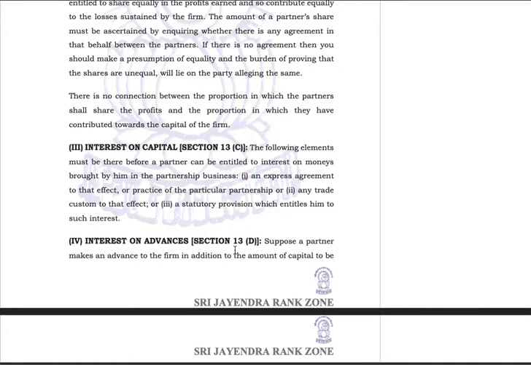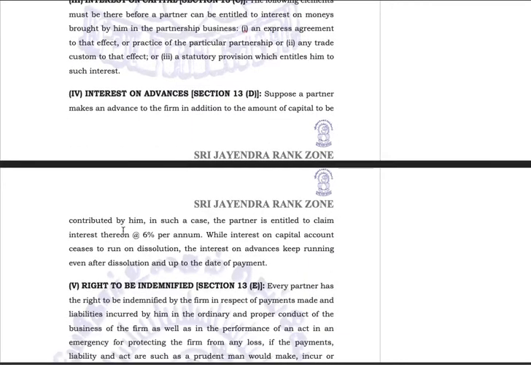Interest on advances, section 13(d). Suppose a partner makes an advance to the firm in addition to the amount of capital to be contributed by him. In such a case, the partner is entitled to claim interest thereon at 6% per annum, while interest on the capital account ceases to run on dissolution. The interest on advances keeps running even after dissolution and up to the date of payment. Okay.